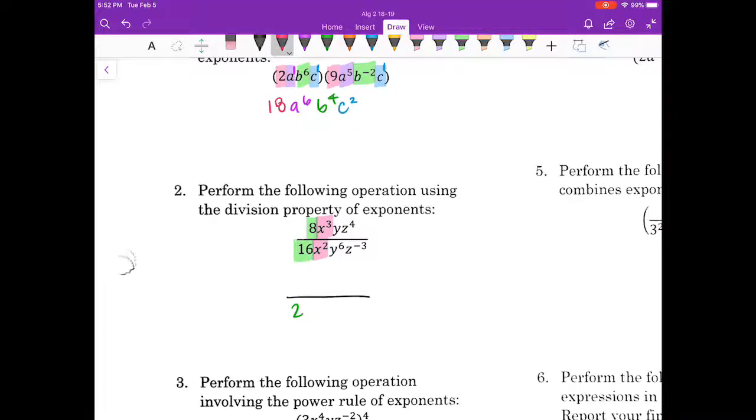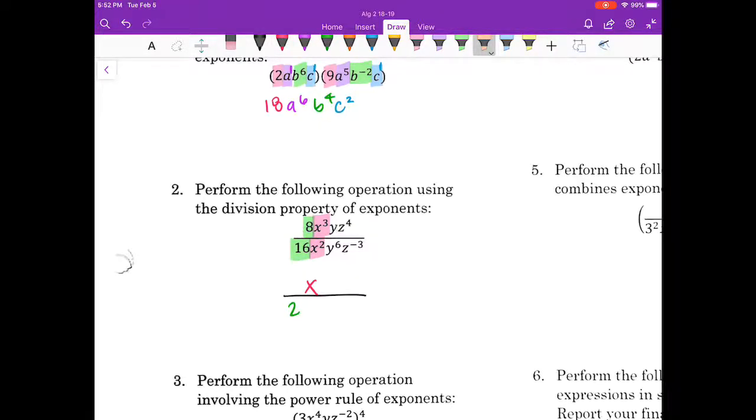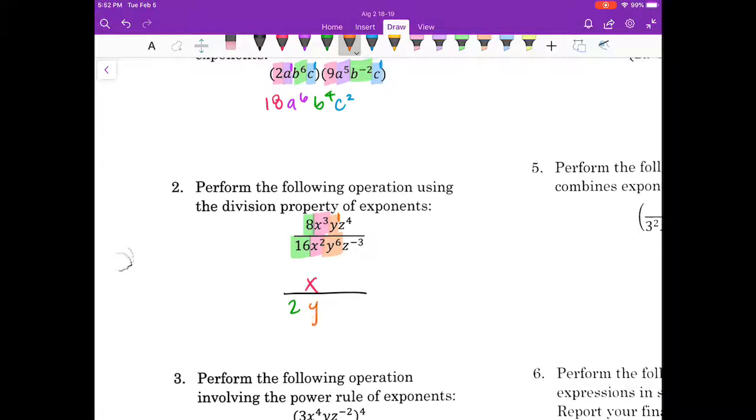If we subtract our exponents like we do using our division property, 3 minus 2, we get a positive 1. So we get x to the first in our numerator. And then we've got y to the first divided by y to the sixth. Now we take 1 minus 6, we'll get negative 5. Or we can put it straight in the basement to keep it a positive 5. So we have y to the fifth.